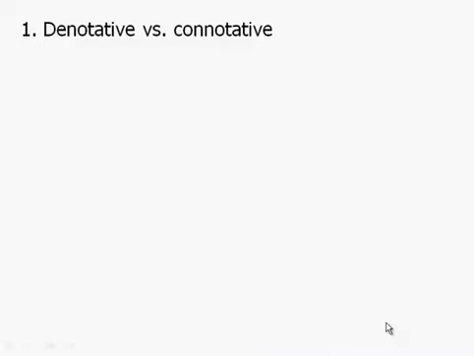Welcome to the GRE Vocabulary Overview. Here we're going to talk about vocabulary studying, the big picture, what's going on, starting with denotative versus connotative.